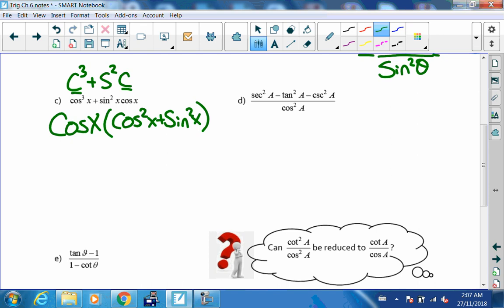That looks familiar. Hopefully in your head you're screaming, wait a sec, I know that thing. Cos squared plus sine squared is our happy place. Cos squared plus sine squared is exactly 1. So this whole big mess is just the same as cos x. Right? Because cos x times 1 is just cos x.